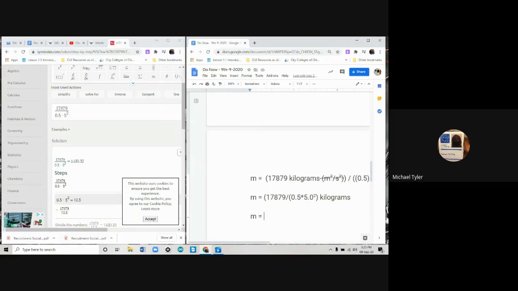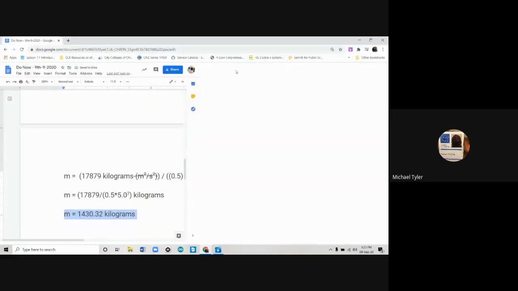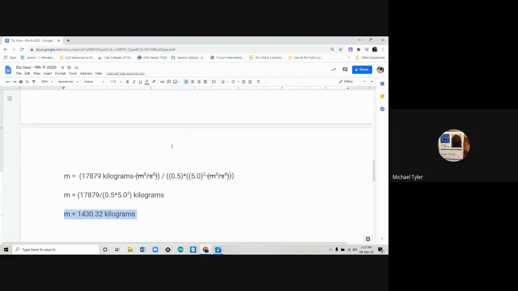So it's 1,000. If I could read that, it's real small. 1,430.32. And again, this is measured in kilograms. So I'm going to bold this, and then I'm going to stretch out the screen so you guys can see. There we go.